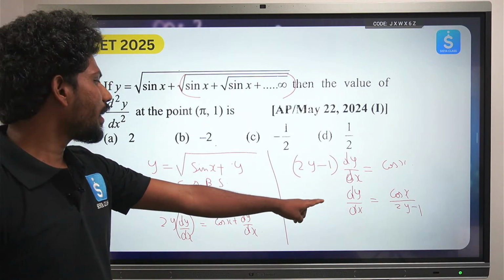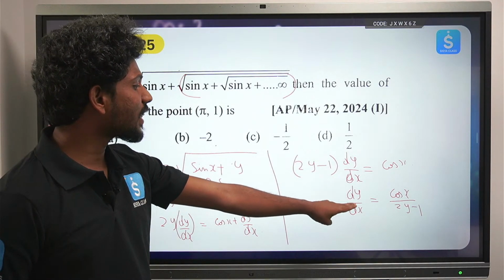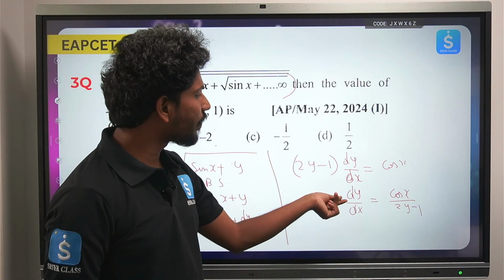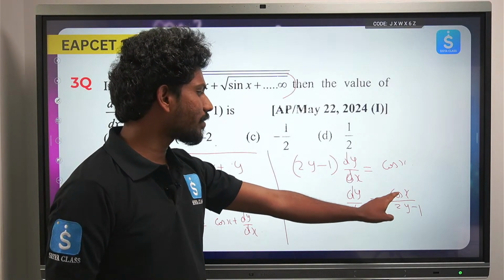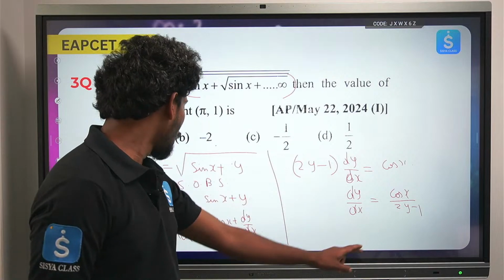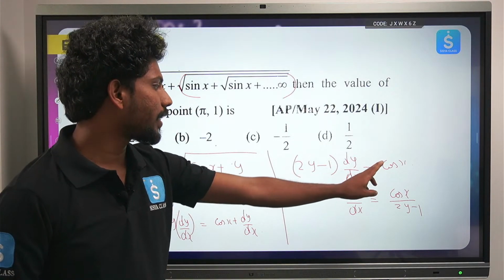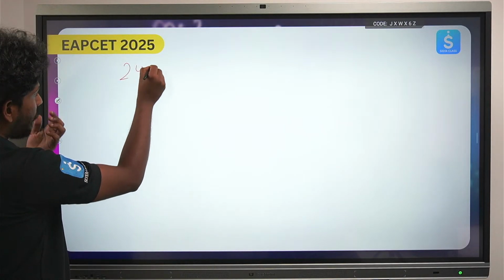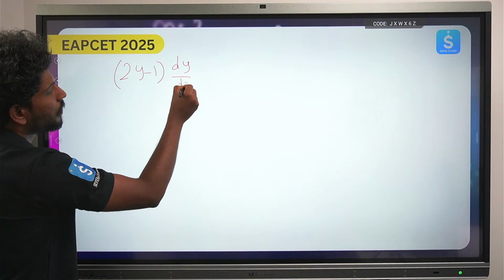Now again he is asking us, he is not just asking for the dy by dx value, he is asking for the d square y by dx square value. So what should we do now? Again you need to differentiate it for the second time, right? d square y by dx square, you need to use the u by v rule, or you can differentiate right here itself: 2y minus 1 into dy by dx equals cos x. Okay, let's take this one, 2y minus 1 into dy by dx equals cos x.